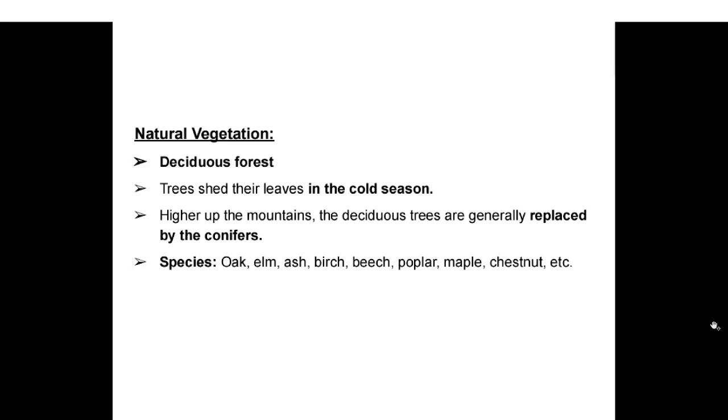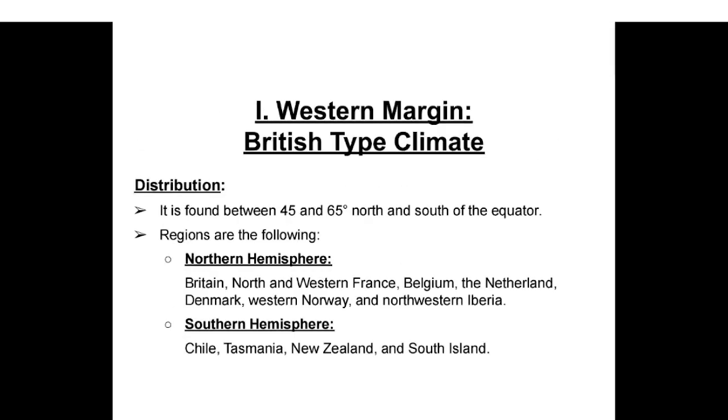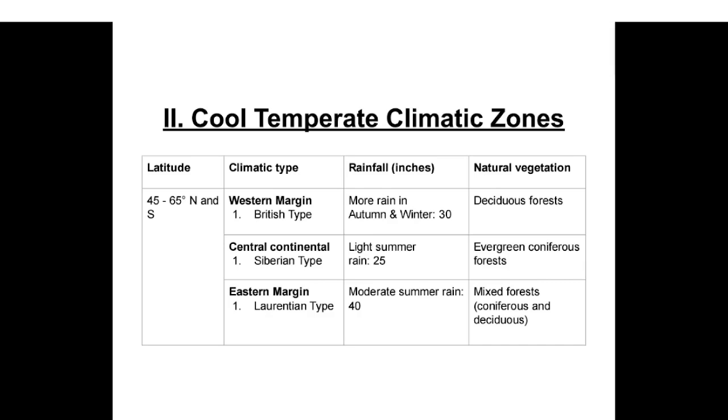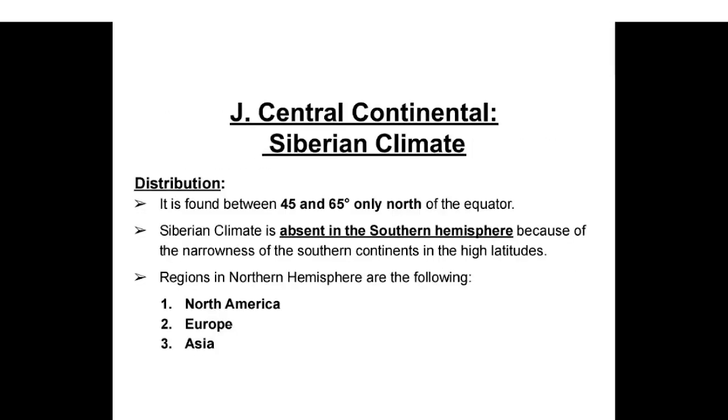Natural vegetation. Deciduous forest trees shed their leaves in the cold season. Higher up the mountains, the deciduous trees are generally replaced by the conifers. Species are oak, elm, ash, birch, beech, poplar, maple, and chestnut, etc. That was the western margin British type of climate in the cool temperate climatic zones.